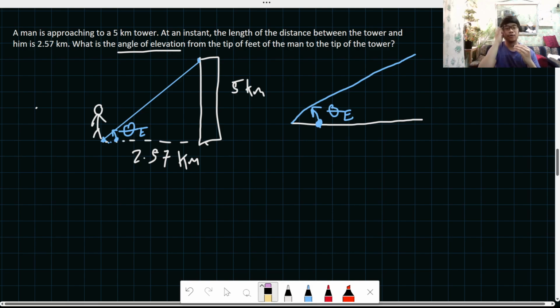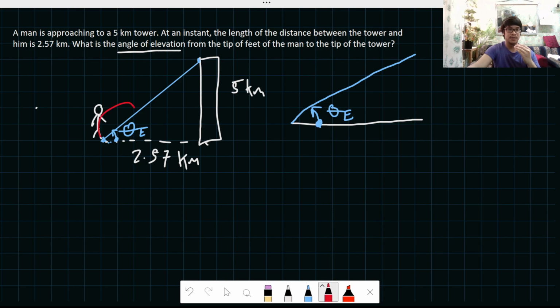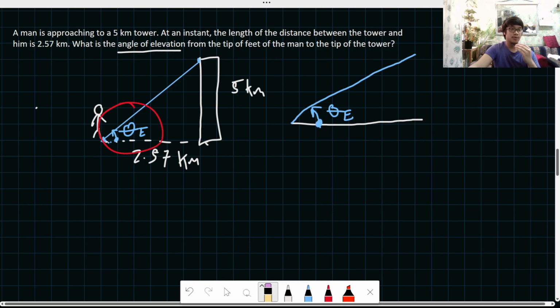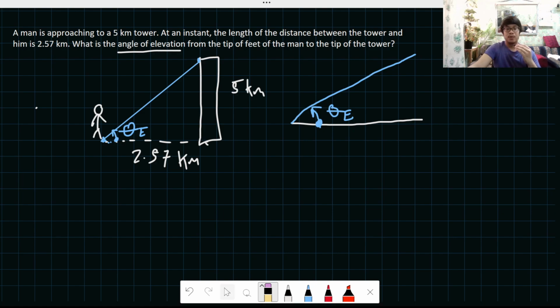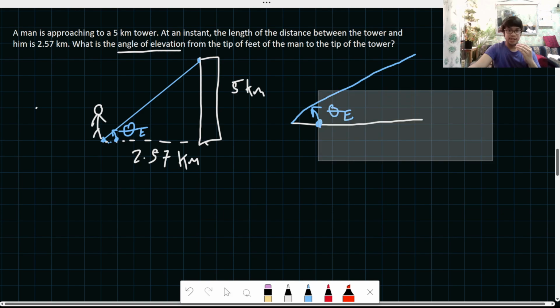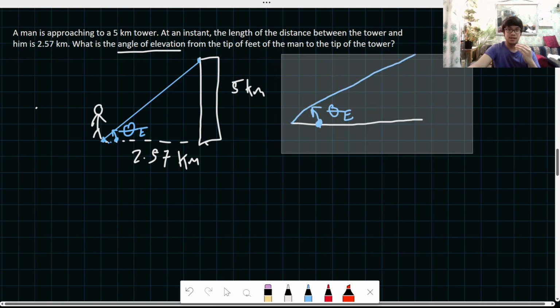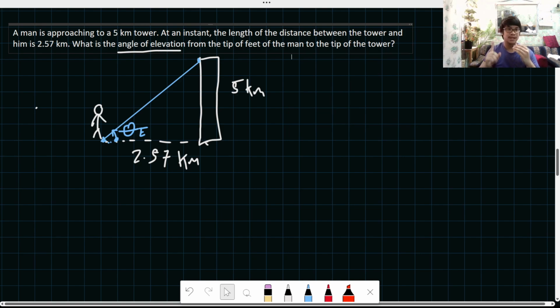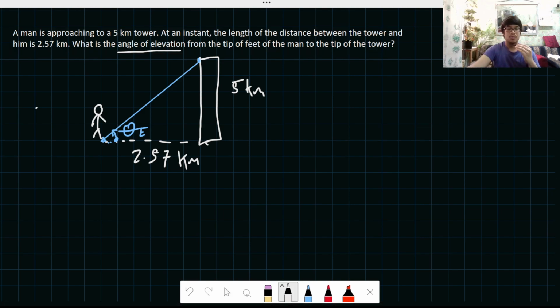Now the question is how? Now that we know visually and graphically where the angle of elevation is, which is basically here, the question is how are we going to do it? Now we're going to recall a trigonometric ratio. There are six trigonometric ratios, and we're going to pick one of them. Now the question is which one? That depends on the sides you have.